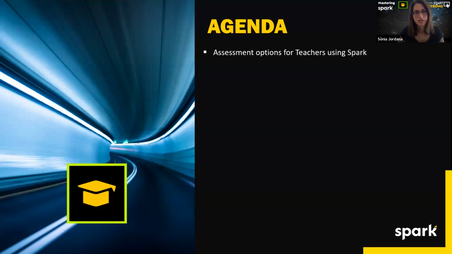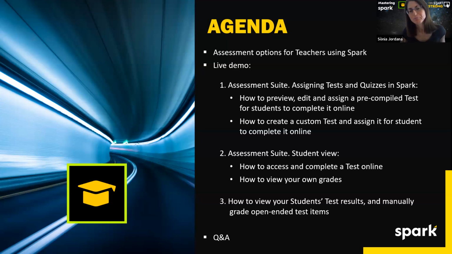So let's have a look at the agenda. As I said, we're going to be analyzing the assessment options for teachers using Spark. Then we're going to go live, and I will walk you through the various options, how you can review, edit, and assign pre-compiled tests, so pre-made tests that are available from the platform, for your students to complete online based on the specific open date and time and due date and time that you select. Then you will see that it's also possible now to create a custom test. You can pick and choose the questions that you would like to include and modify the order as you wish before assigning the test for your students to complete online.